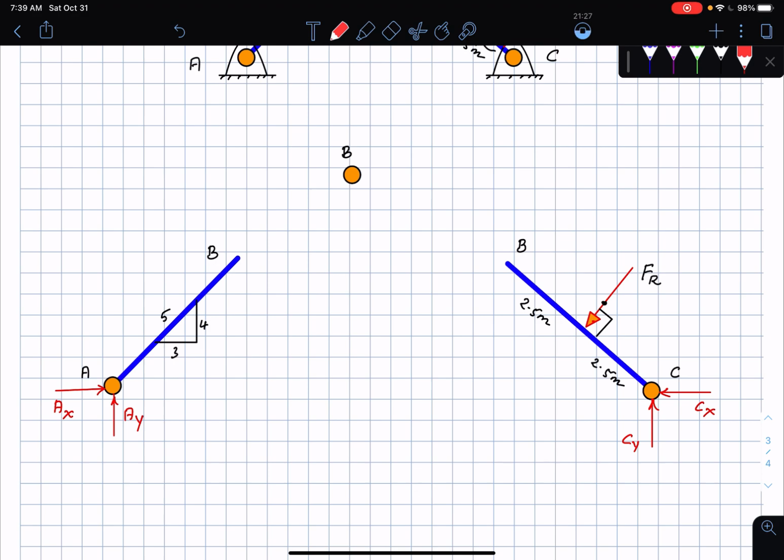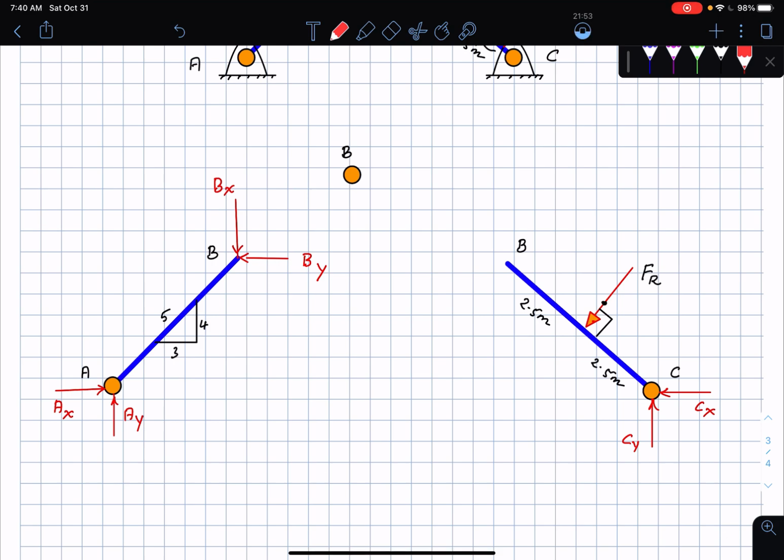Then what else will I have? I'll have a pin at the point B, which means that I'm going to have pin reactions at B on the bar AB. I'm going to call them BY and BX. This is BY, and then I'm going to have BX.